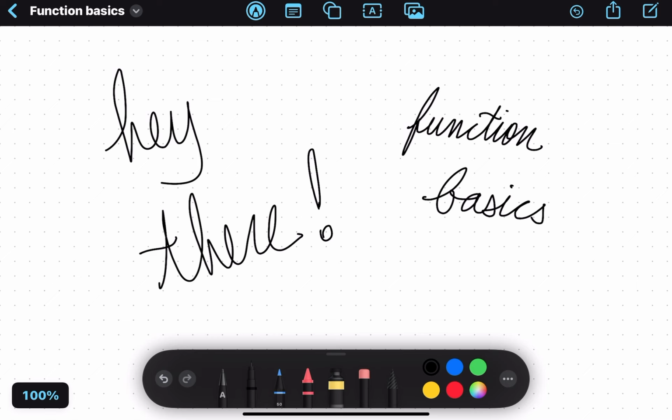Today we're going to be going over the basics of a function. It's really important that you know the definition of a function and what it is, because this is really important going forward in algebra and in the future in calculus and statistics as well. So, without further ado, let's get started.